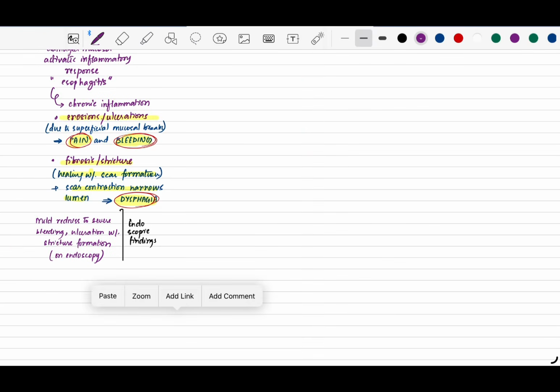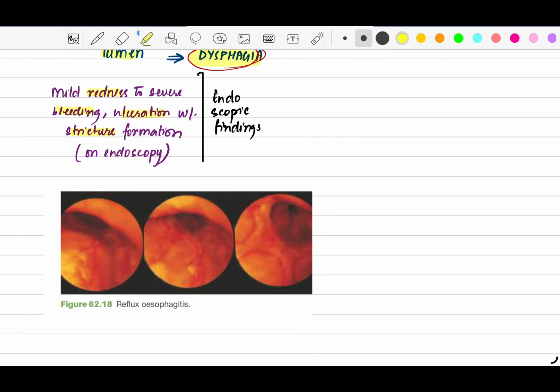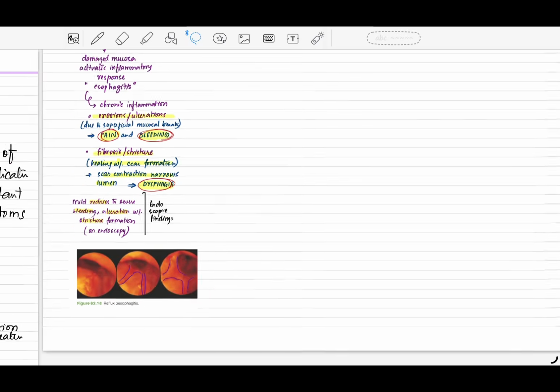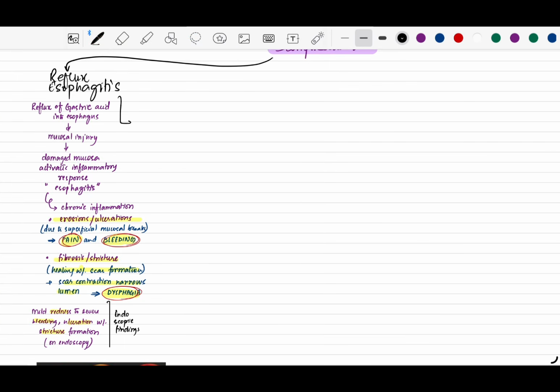On endoscopy, reflux esophagitis is seen as redness, bleeding, ulceration and stricture formation. We can see here that we have redness, and then we can also see ulcer formation here. There's a complete bed of ulcer which will bleed. After discussing the clinical features and endoscopic findings of reflux esophagitis, let's also talk about the grading of reflux esophagitis, which is known as the Los Angeles grading.